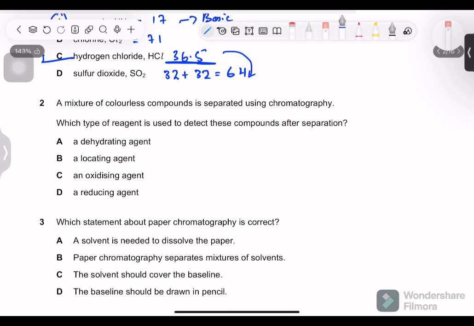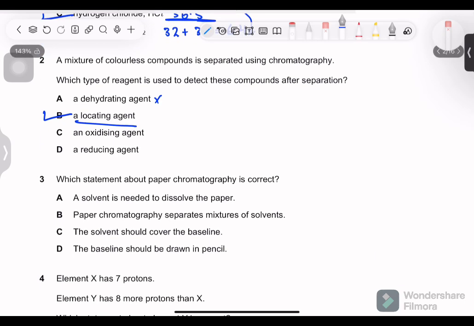Next, a mixture of colorless compounds is separated using chromatography. Which type of reagent is used to detect these compounds after separation? A dehydrating agent, there's no reason, absolutely. We don't need to dehydrate. A locating agent, the most common sense answer, because it is used to locate where each of the substances is.